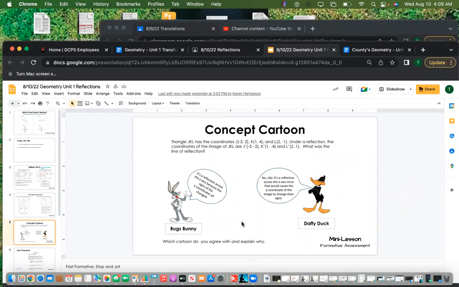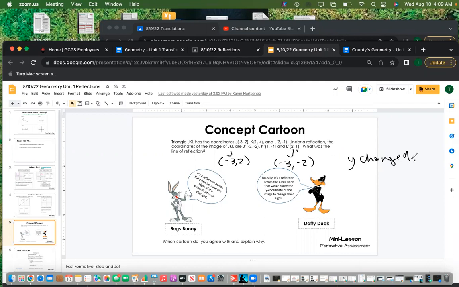Triangle JKL has the coordinates that. Under reflection, the coordinates of JKL are now that. What was the line of reflection? So really quick, take a look at what happened from J to J prime. What happened from here to here? Well, the x's stayed the same and the y's changed. Okay, so the y's changed.